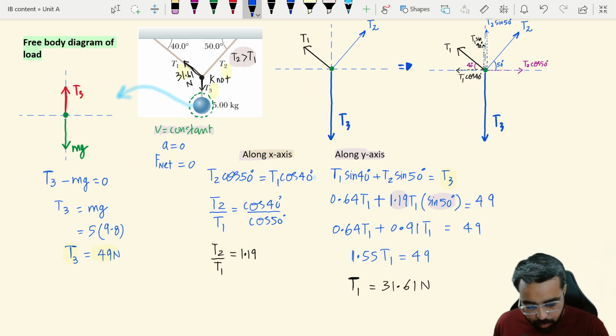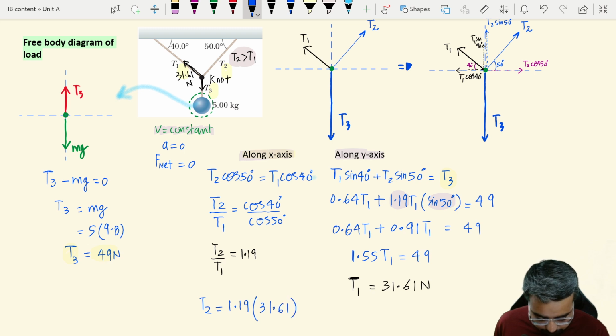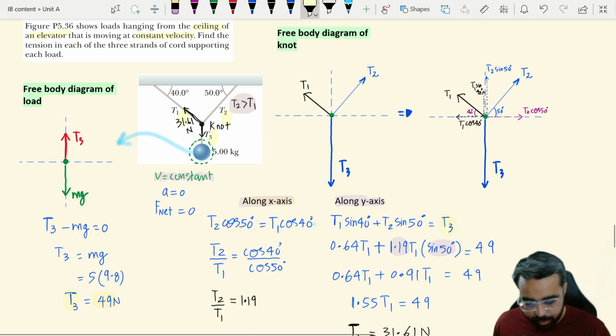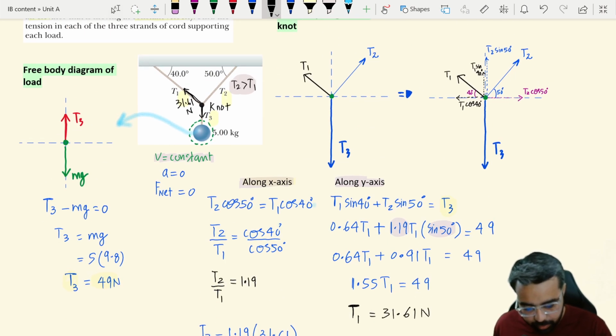Okay, so what should be T2? T2 must be equal to 1.19 into T1, and if we plug in the value 31.61, so 37.61 newtons is the force in the second cord. Alright, and finally these are the values, and this is 49 newtons.